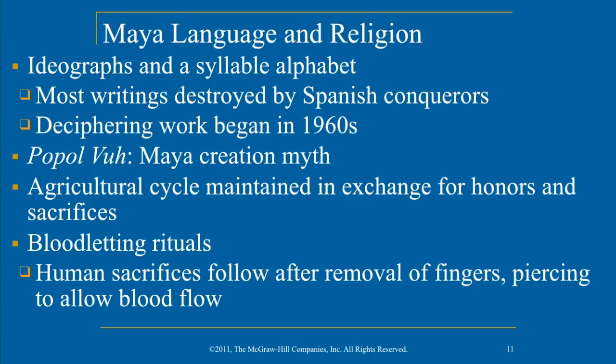But even in some instances, we have an example of Mayan kings allowing themselves to be bloodletted for the purposes of pleasing the gods. Human sacrifices follow after the removal of fingers and piercing to allow blood flow. This was less about the actual taking of the life of the person, but more about the flowing of the blood.